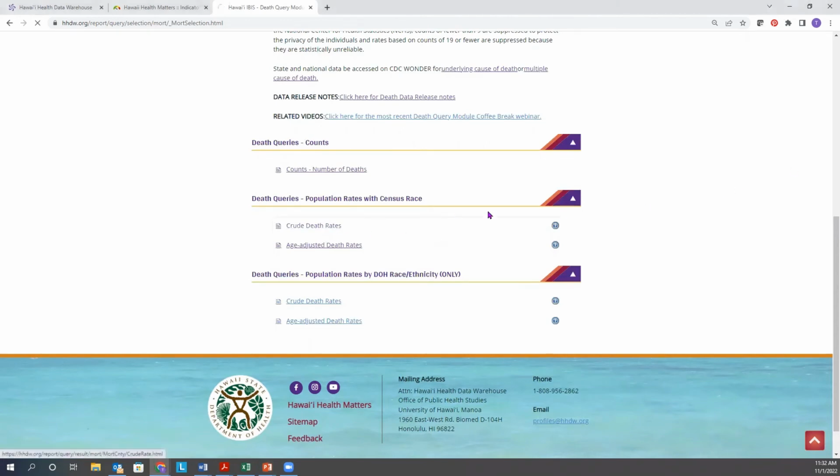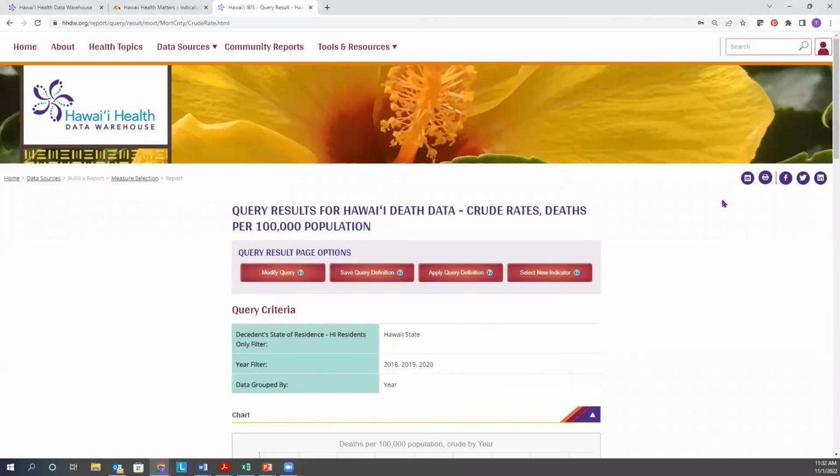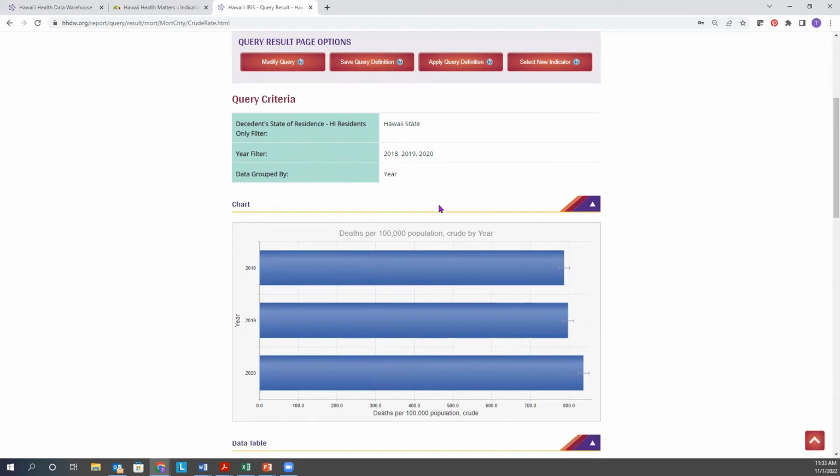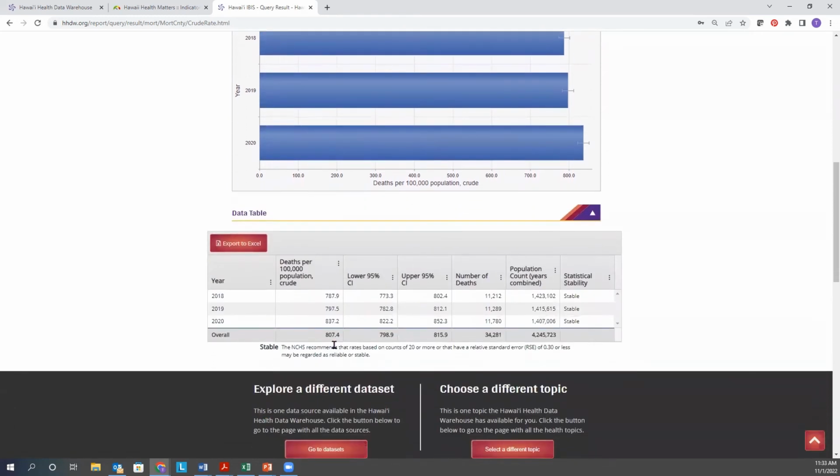So here on crude death rates, that gives us our standard report. And for the crude, our default is all-cause mortality. So it's people who were residents of Hawaii who died for any reason, and we're looking at it over 2018 to 2020. And you can see that the overall crude all-cause mortality was 807.4, and these are our lower and our upper confidence intervals for that.